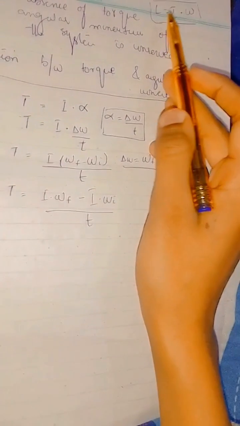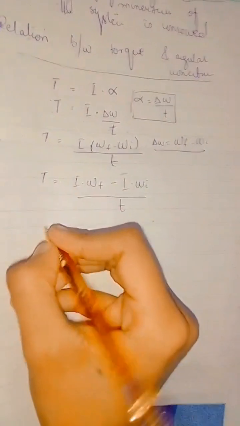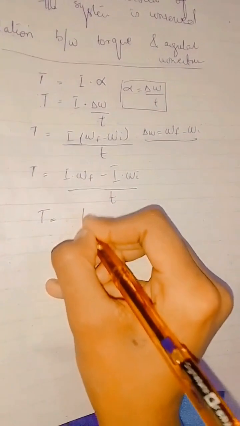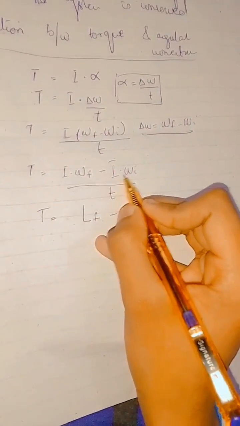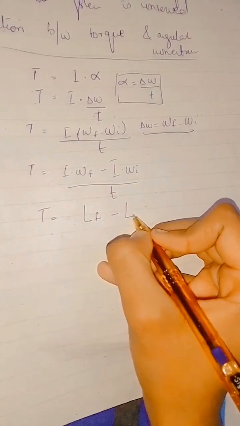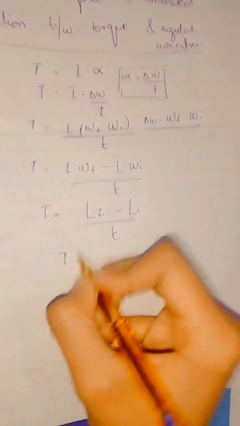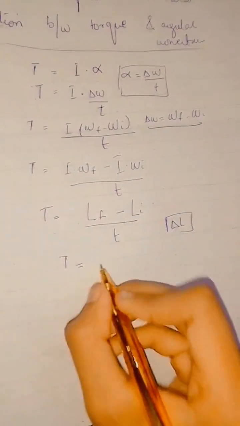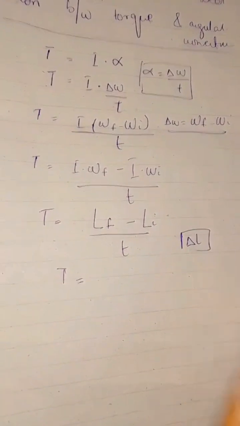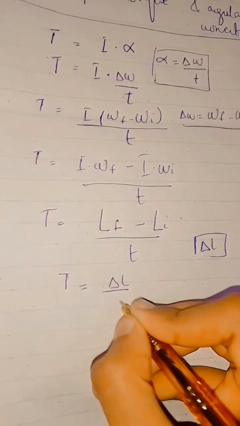Now as I said, the angular momentum is equal to the moment of inertia into angular velocity. That is the same formula. So here we can write angular momentum as well, that is L. Now that is final, so we write it final, minus L initial, divided by time. Now torque is equal to the final minus initial, which is the change in angular momentum, divided by time.